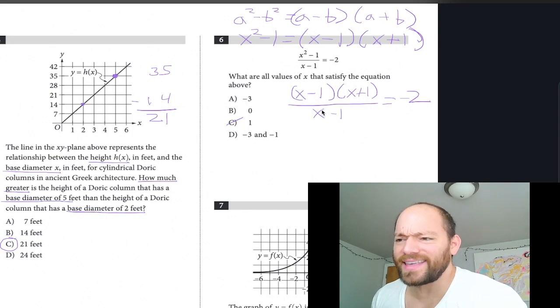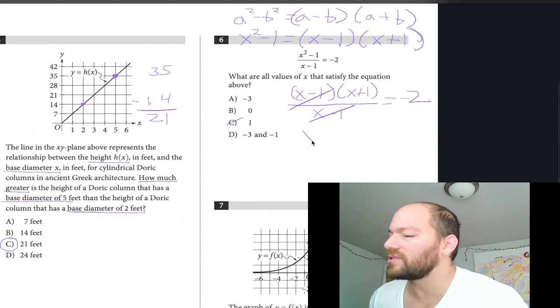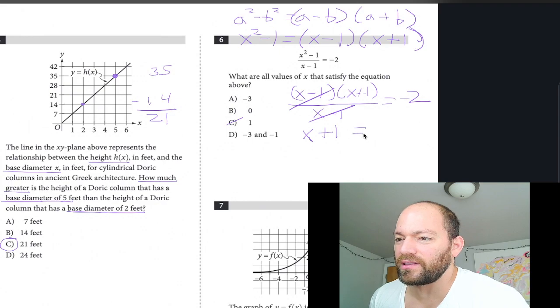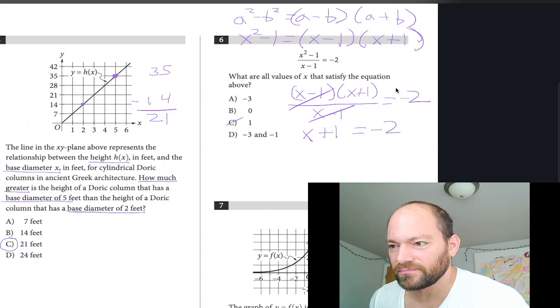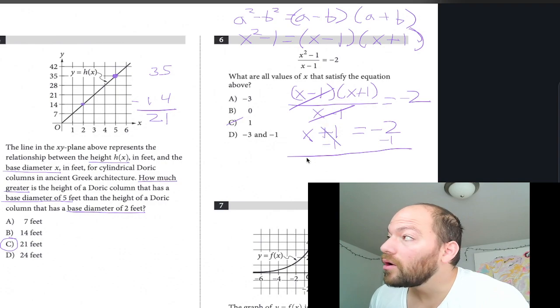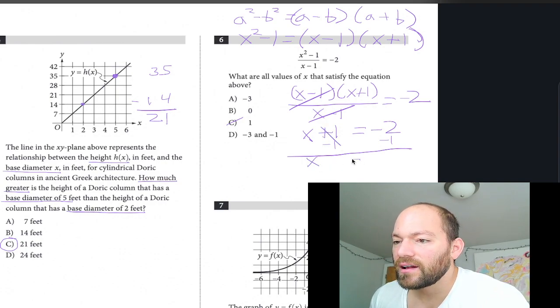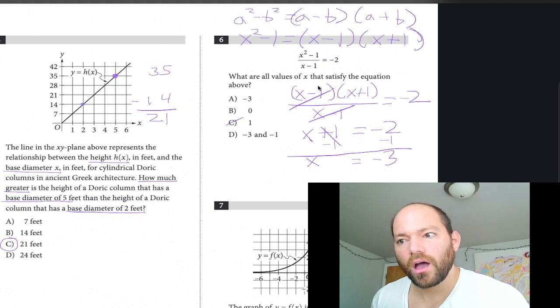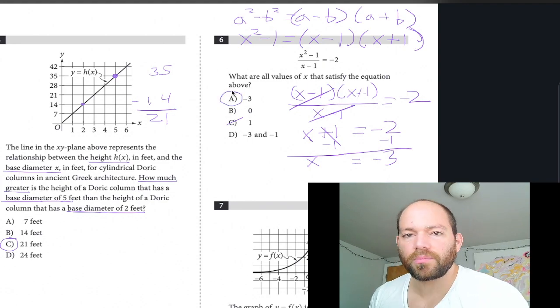Anyways, check this out. X minus 1 gets canceled out with that x minus 1. So now we're just left with x plus 1 equals negative 2. And then minus 1 to both sides. Boop. We're left with x equals negative 3. And look, that's the answer up here.